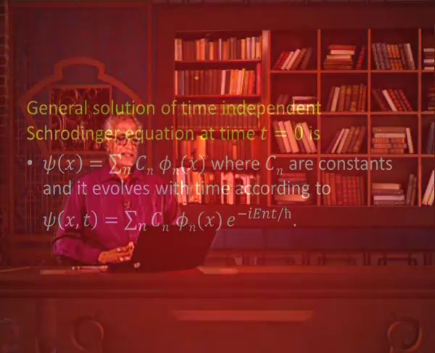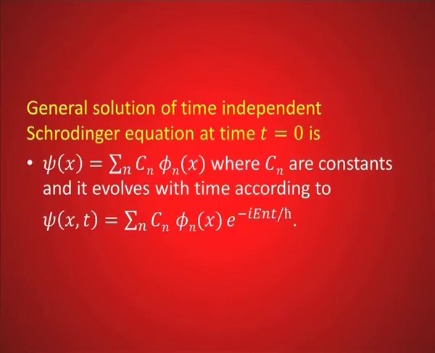Then the general solution of this equation is psi equal to sigma C n phi n, where C n are constants, and this evolves with time according to this equation: C n phi n exponential of minus i E n t by h bar. This is the general solution of the wave function.